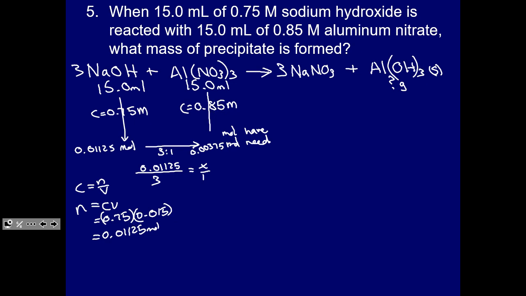Now I've got to determine how many moles of the aluminum nitrate I have. Again, N equals C times V. 0.85, that's the first one. 0.85. The V is 0.015. So I'm now doing this calculation down here to get my other number to see what we have.